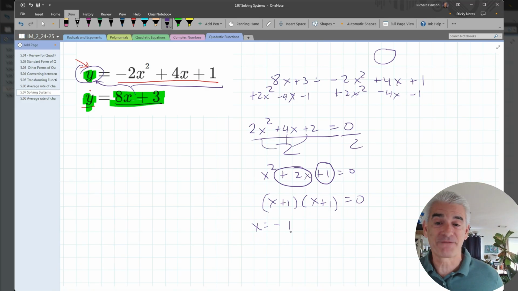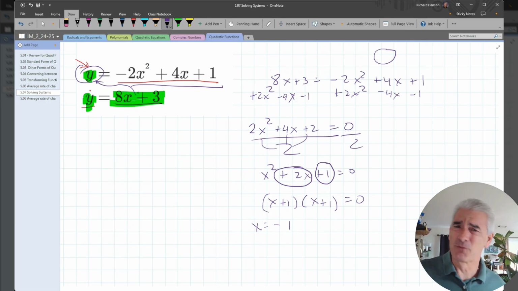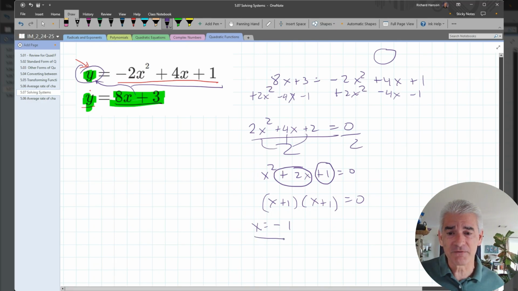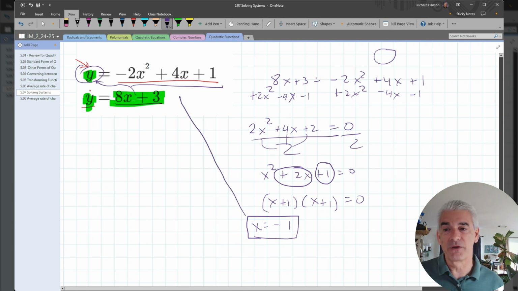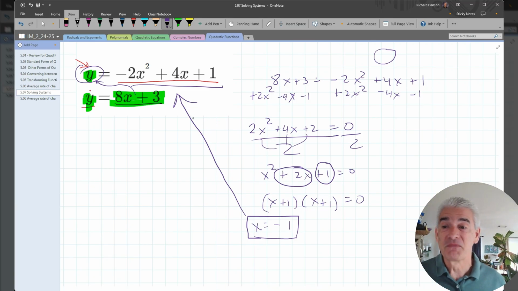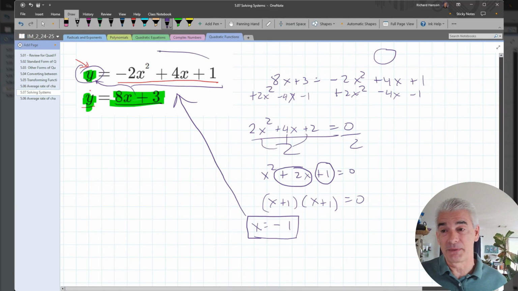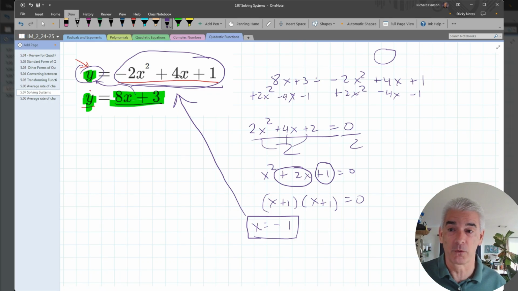Graphically, that'll show up as a bounce on the x-axis, but here we're not just graphing the parabola. So now I know the x value where those two graphs cross, the x coordinate of the solution to the system. So now I need to find the y coordinate. I could plug in x equals negative 1 up here. Not too hard for us to do. It's negative 2 times 1 squared, which is negative 2, plus 4 plus 1.